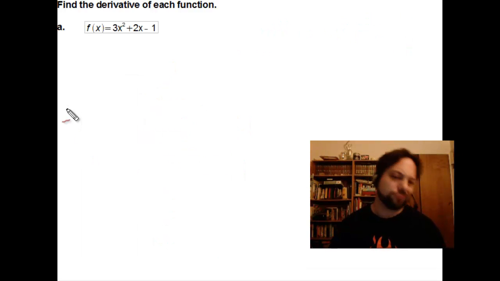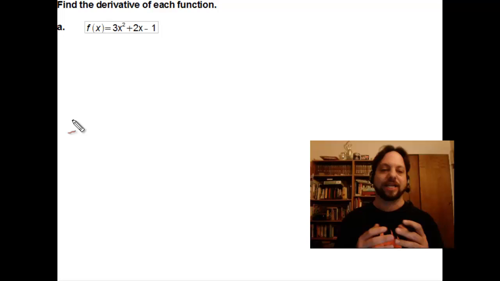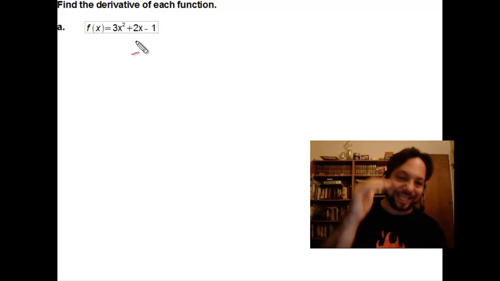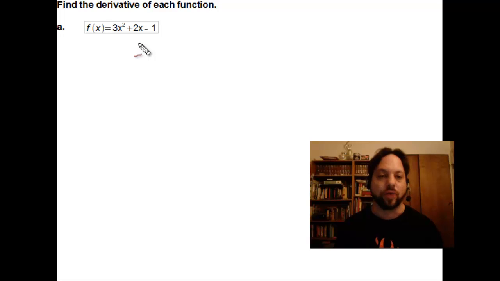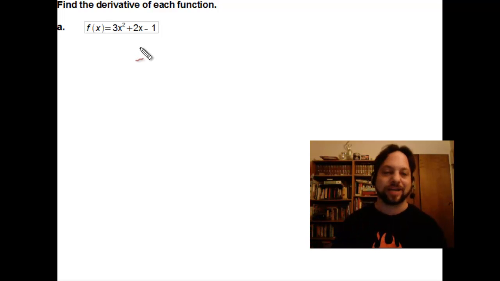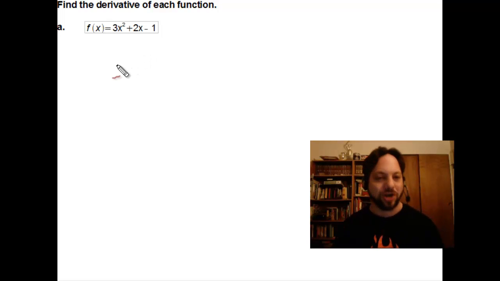Probably the easiest general type function to differentiate is a basic polynomial, and that's what we have here, a quadratic function, 3x squared plus 2x minus 1. Now we can apply all the rules and take this step by step and go about it the long way, or we could do it quickly using common sense. Which way am I going to do first? Of course, the long way.